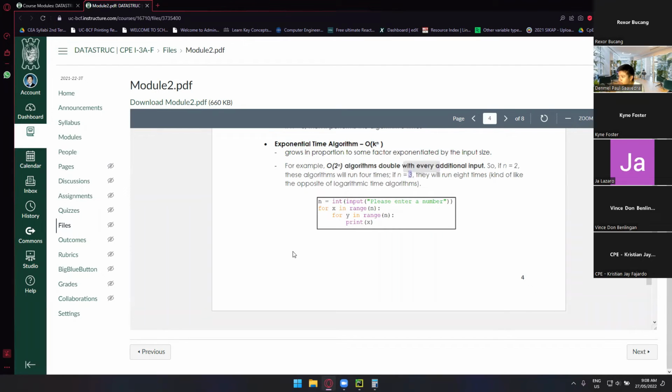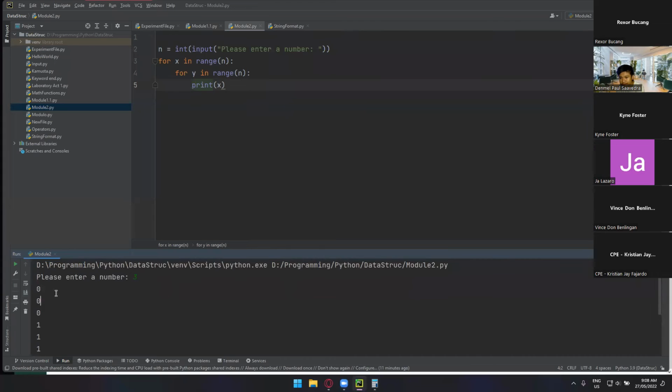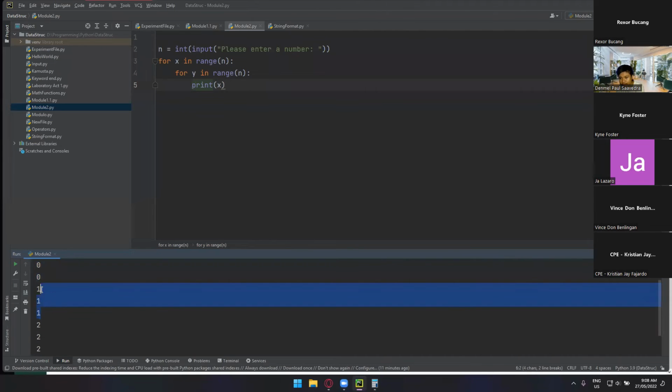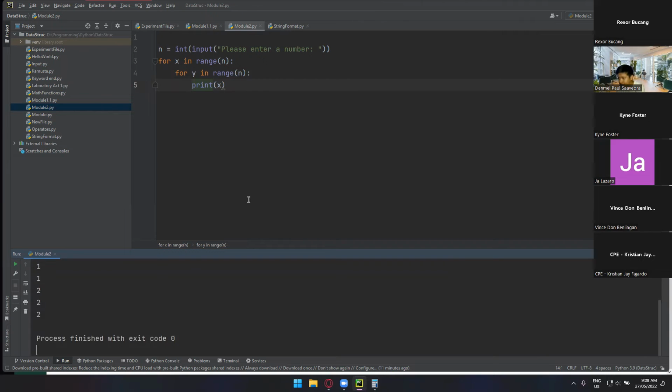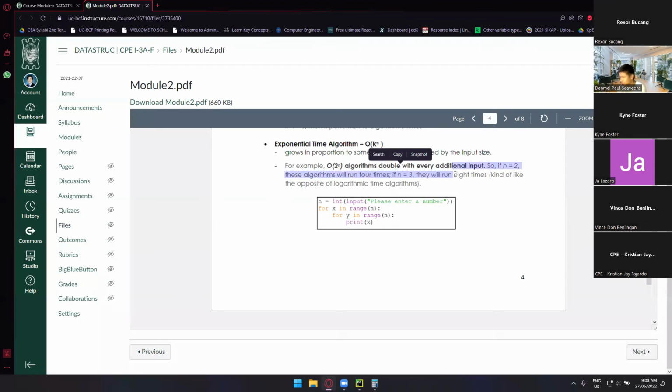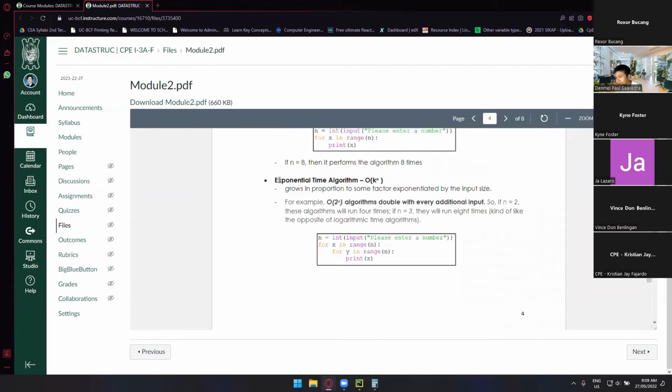2 raised to 3, in here, it will give us a result of 9, actually. Tama? We have 3 zeros, we have 3 ones, we have 3 twos. However, I don't know what happened, but it says here that it should be 8. It will only run 8 times, but I don't know what happens. I think this one is not applicable if it's 3 and above already, since it is already giving us a different result. Anyway, so this one is an example of an exponential time algorithm.